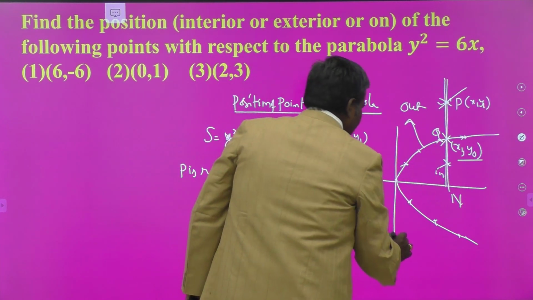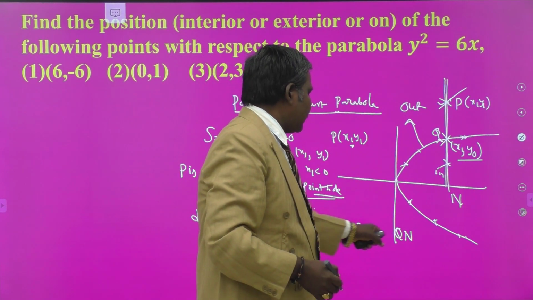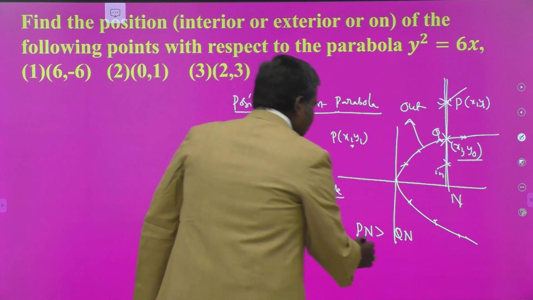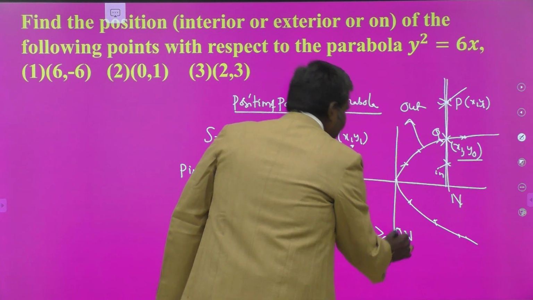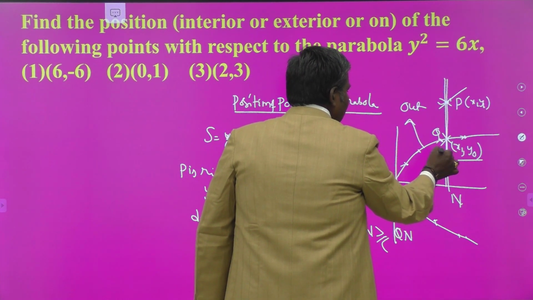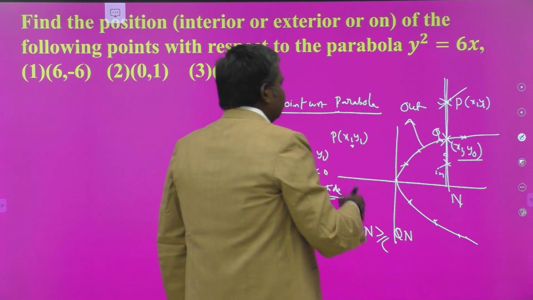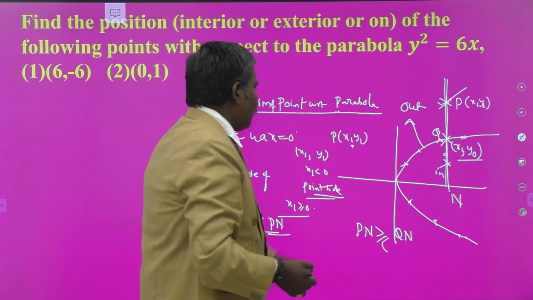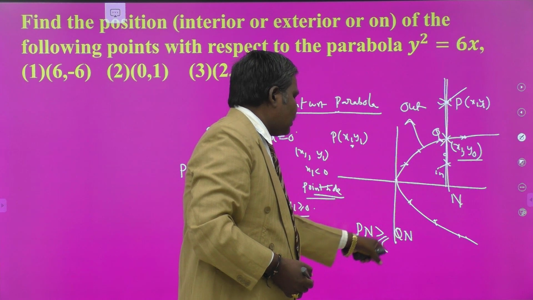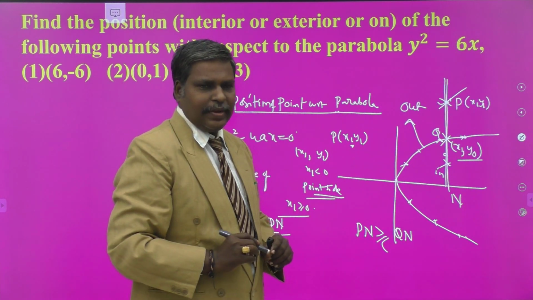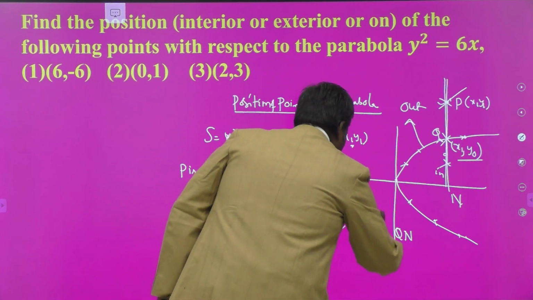My dears, from the figure itself, we conclude that if PN is greater than QN, then your point is outside. If it is equal, then the point is on the parabola. If it is less than, suppose your point P is here, the distance from that point to N is less than your QN. So by inspection itself, if PN is greater than QN, outside; equal, on; less than, inside. We are obtaining the condition from the diagram itself. All of you understand this condition.